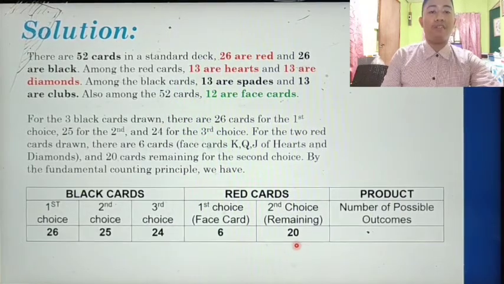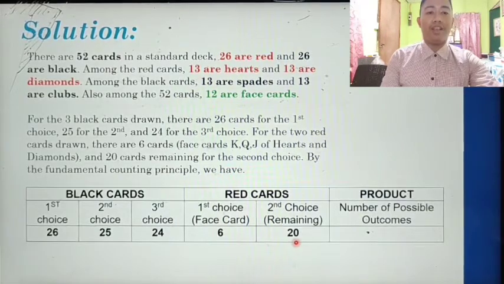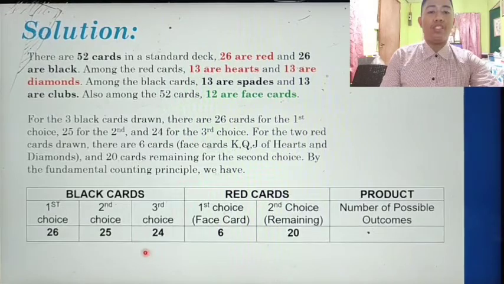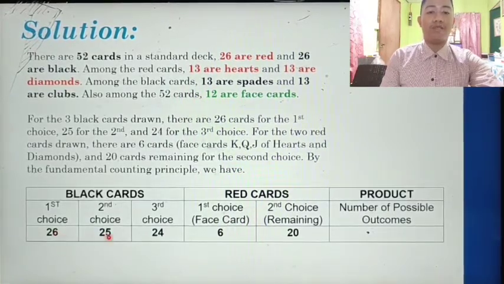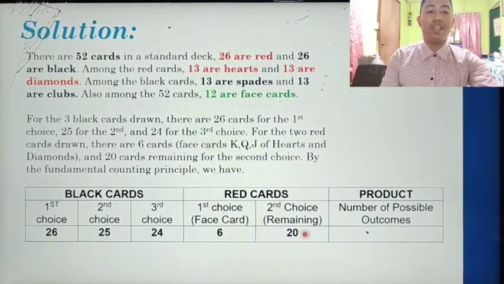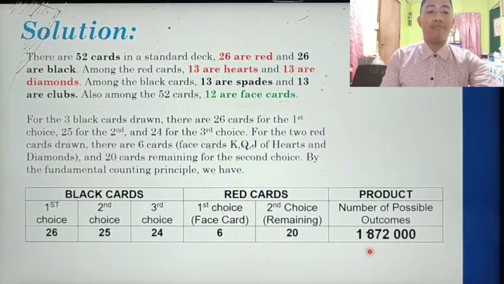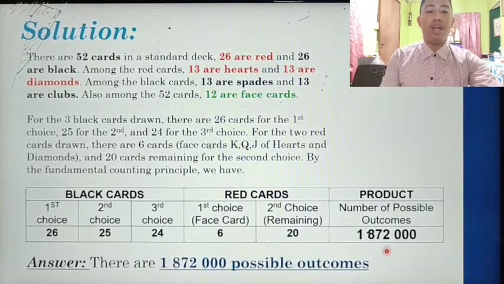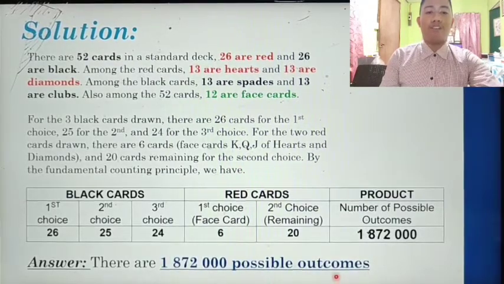So there are only 2: we have the hearts and the diamonds. So that is 20. So by the fundamental counting principle, we get the product of these different choices. So 26 times 25 times 24 times 6 times 20. So we get the product, which is 1,872,000 possible outcomes. So that is our answer.